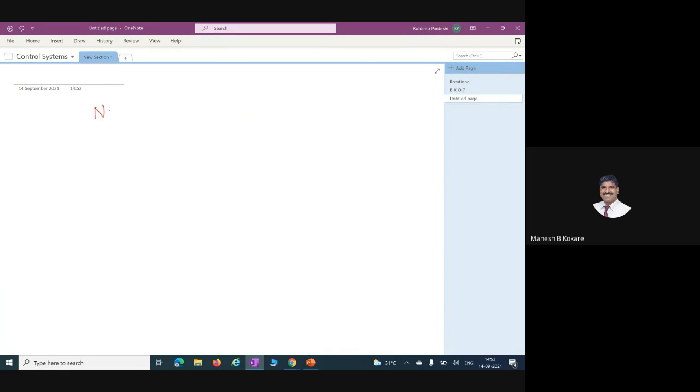So nodal equation at theta 1 node. Okay, so what is the total incoming torque? That is T of t is equal to K into (theta 1 of t minus theta 2 of t). So this will be the nodal equation at node 1.